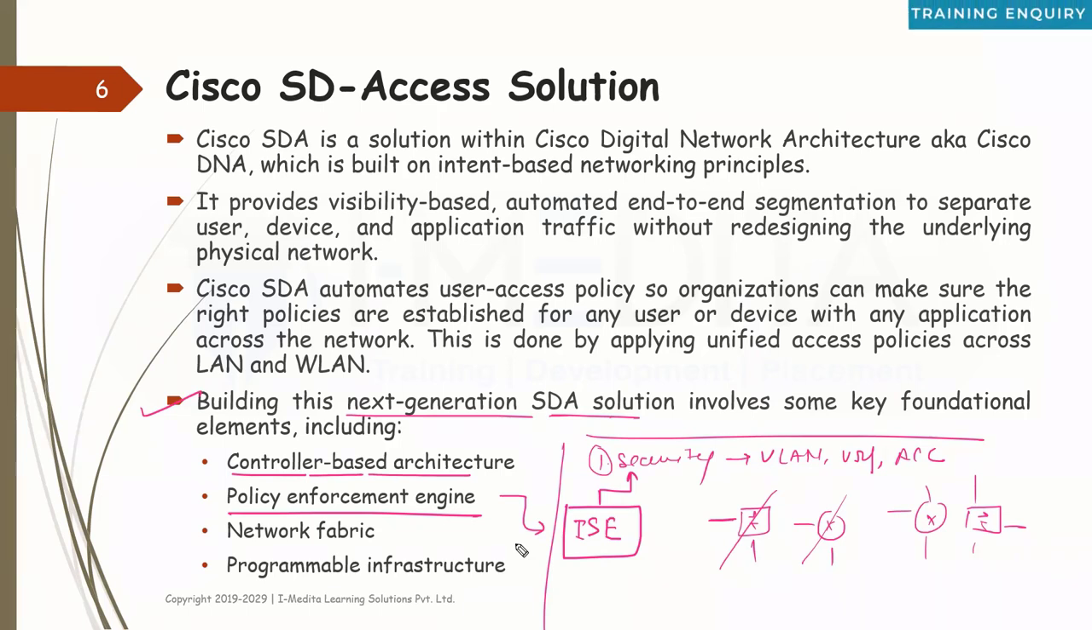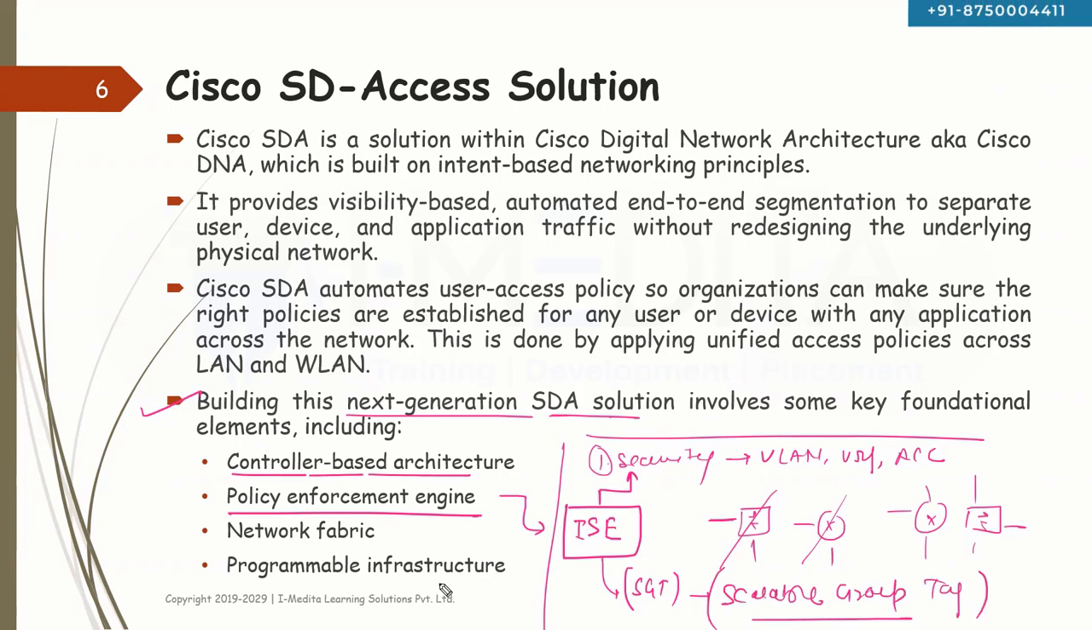So on the Identity Services Engine, we can use the concept of security group tags, or in terms of SDA, what we call scalable group tags. Anyone from the security track might be very familiar with these terms: the security group tag, or in SDA terms, the scalable group tag, SGT. So instead of creating VLANs, complex ACLs, or IP-based ACLs, we can create the policies based on these scalable group tags. We call that group-based access control.